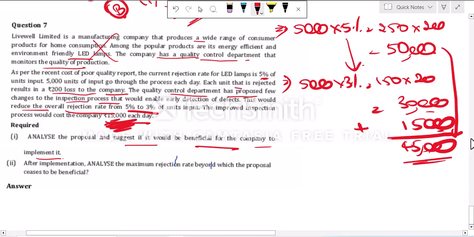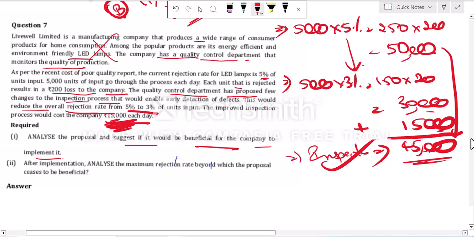Why are we comparing that? They are asking whether it will be beneficial to implement the inspection or not. So if they inspect, they are incurring 45,000. If they do not inspect, they are incurring 50,000. So which is beneficial? Inspection only is beneficial.